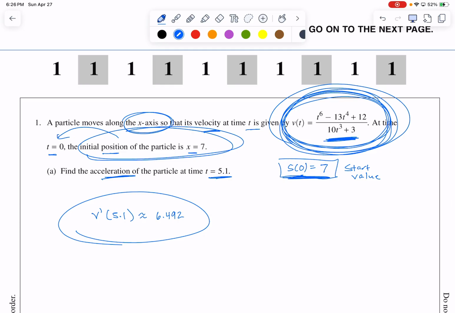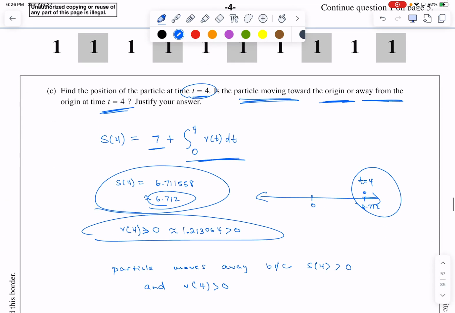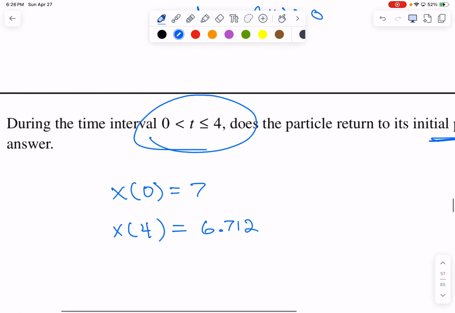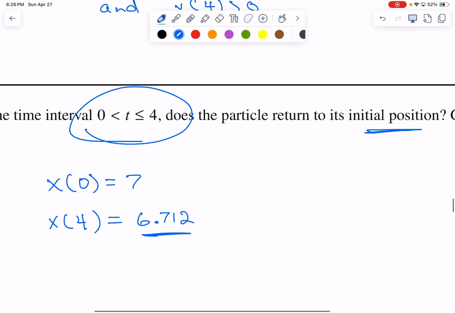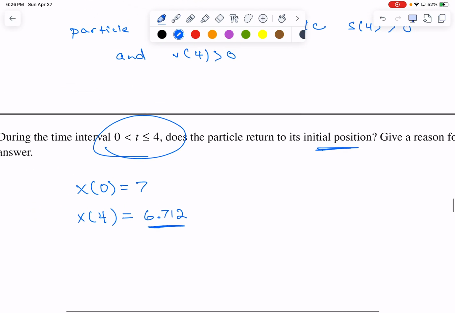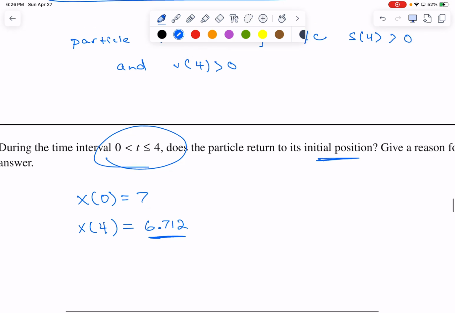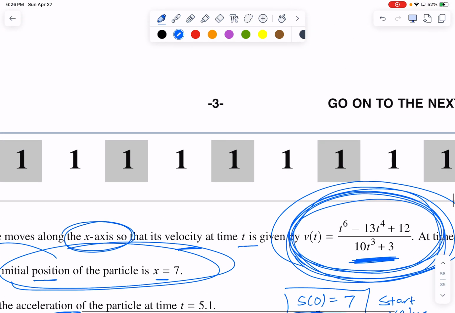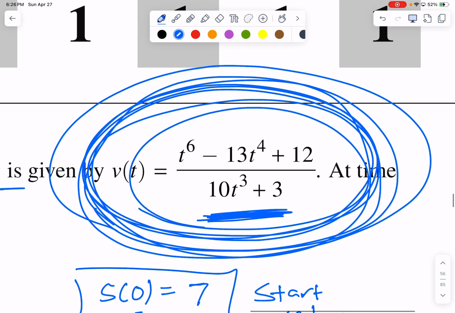Okay, because we know that it goes from 0 to 4. We know it ends up at 6.712. Do you see that? Okay, so what I can do real quick, I can take my velocity equation, which I can't see right here. I got to go back up here. You can take the velocity equation right here.